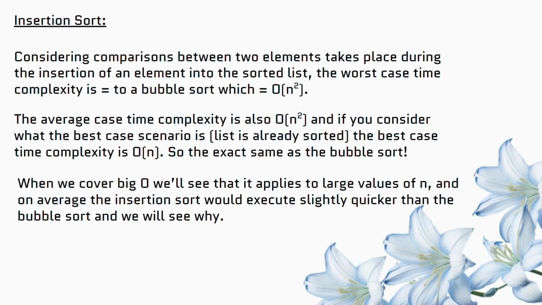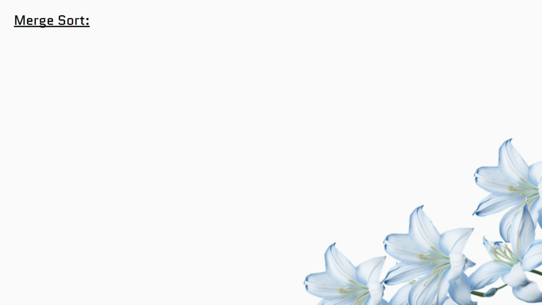However, we know that big O actually isn't as accurate as it seems because it applies to very large values of n. And on average, the insertion sort will execute slightly quicker than the bubble sort. So that's actually something we'll look into more when we look at big O, because big O just takes the highest contributing term, right? And the highest contributing term is n squared, but there's also like n squared minus n, but that minus n is discarded. But we're going to talk about that later on.